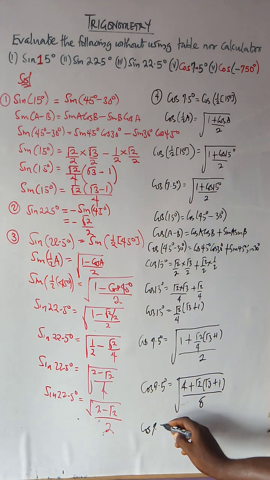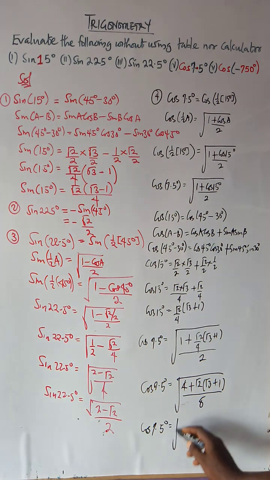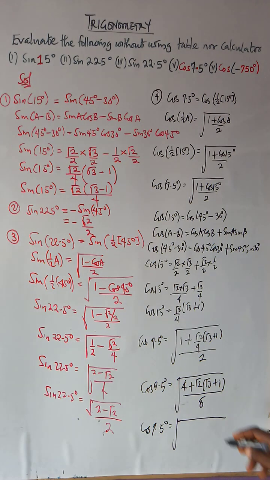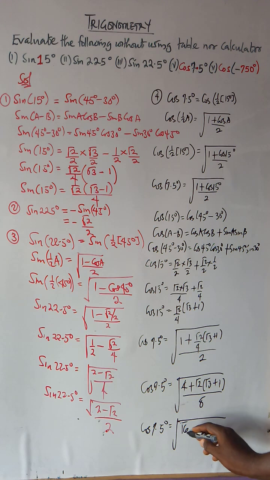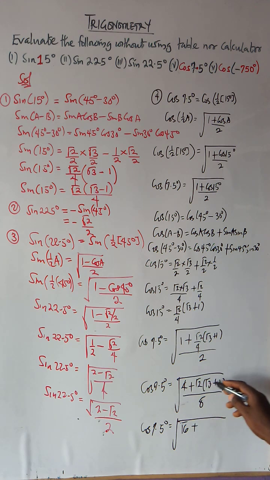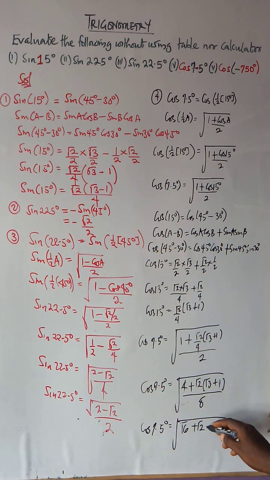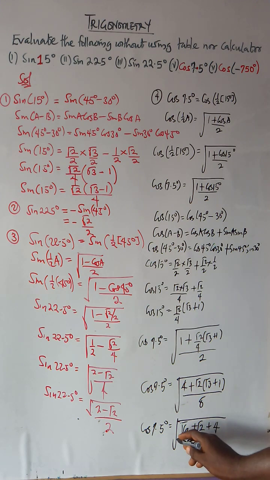Cos 7.5 from here equals the square root of, so I'll be having 2 times root 3, that's root 6, plus this and this, root 2, plus what we have here, 4, all over 8. So that's the final answer.